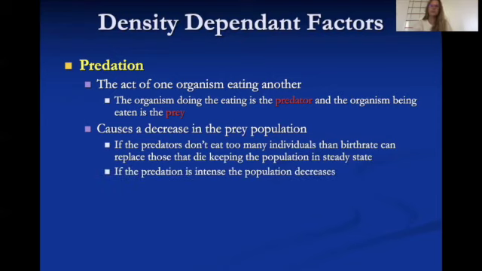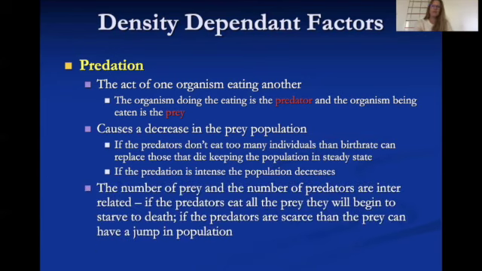If predation is intense, the population decreases. The number of prey and the number of predators are interrelated. If the predators eat all the prey, they'll begin to starve to death. And if the predators are scarce, then the prey will get to reproduce a lot and their population will go up.